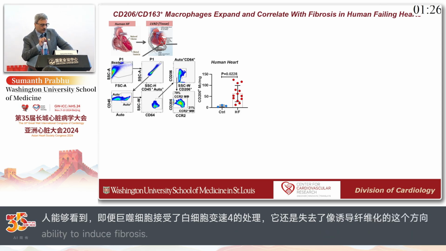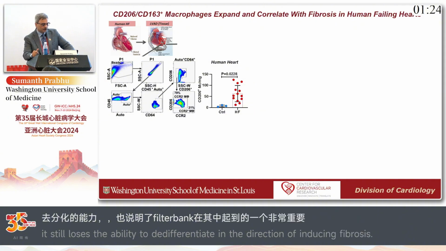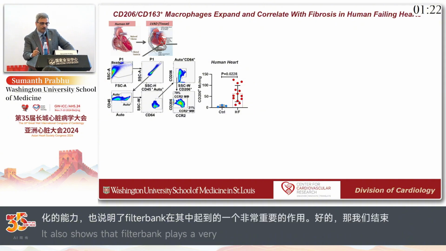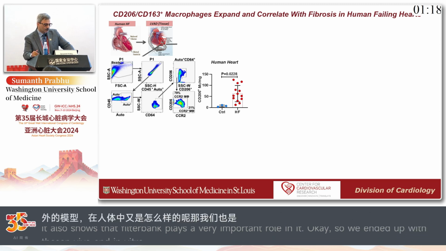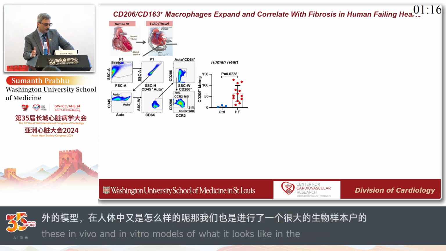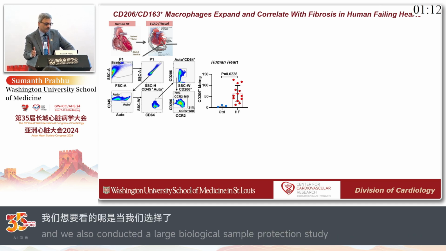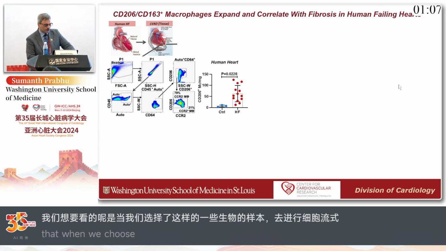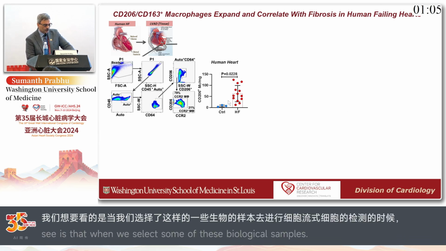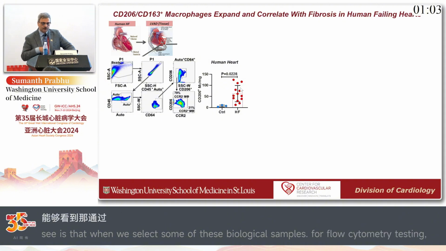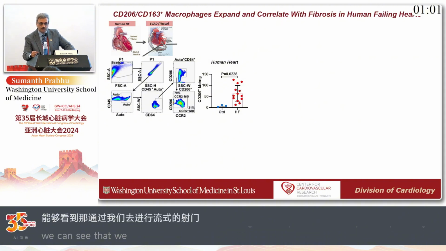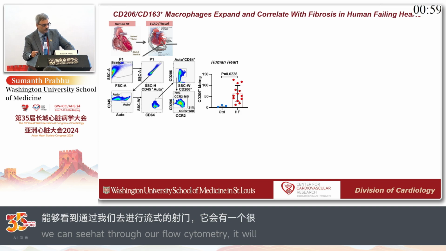All right, so that was in mice. What about in humans? Well, at WashU and at my previous institution, UAB, before that, we have a large biobank of failing human hearts. So we collected some of these specimens and did flow cytometry. Do we see an expansion of CD206 macrophages in the human failing heart? And you can see here by the flow gates and the quantitation that there is a significant expansion of CD206 positive macrophages in human failing hearts.